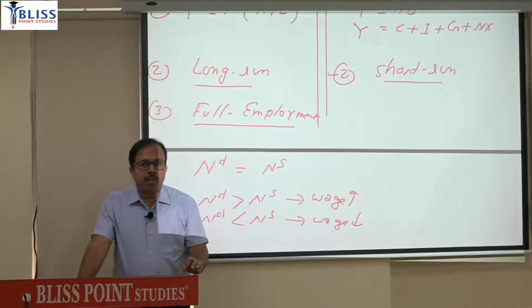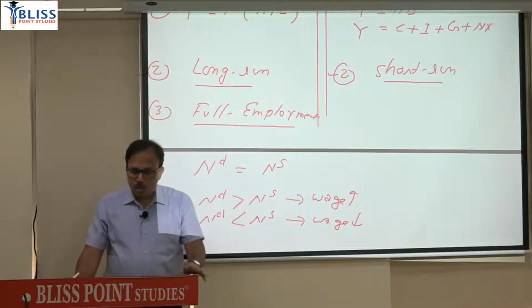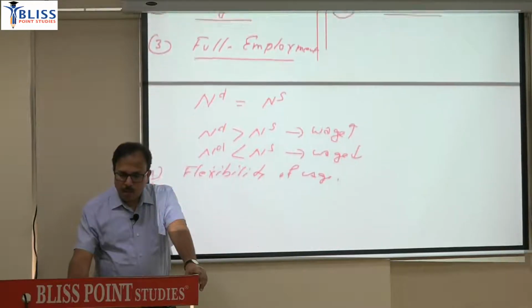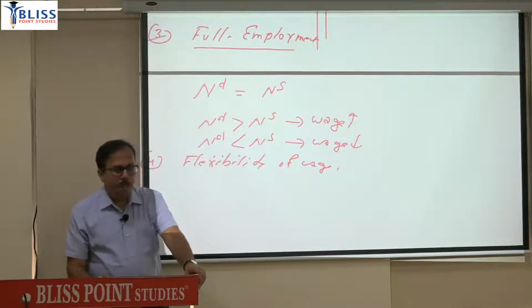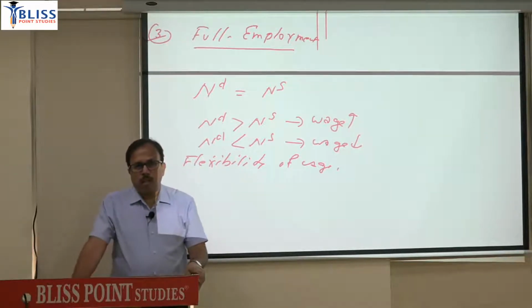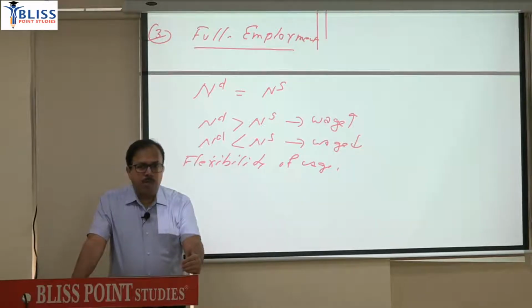In classical concept it is said that wages are flexible. So flexibility of wage is an important feature here. Classical concept is based upon full employment, and full employment is guaranteed because of flexibility of wage. Labor market is always in equilibrium, therefore we always have full employment. But Keynes considered that labor market is not in equilibrium.